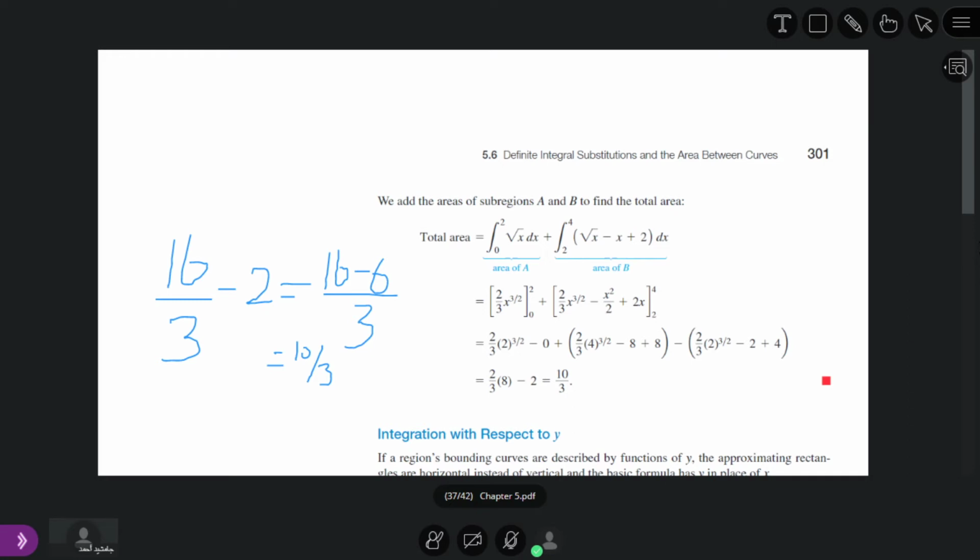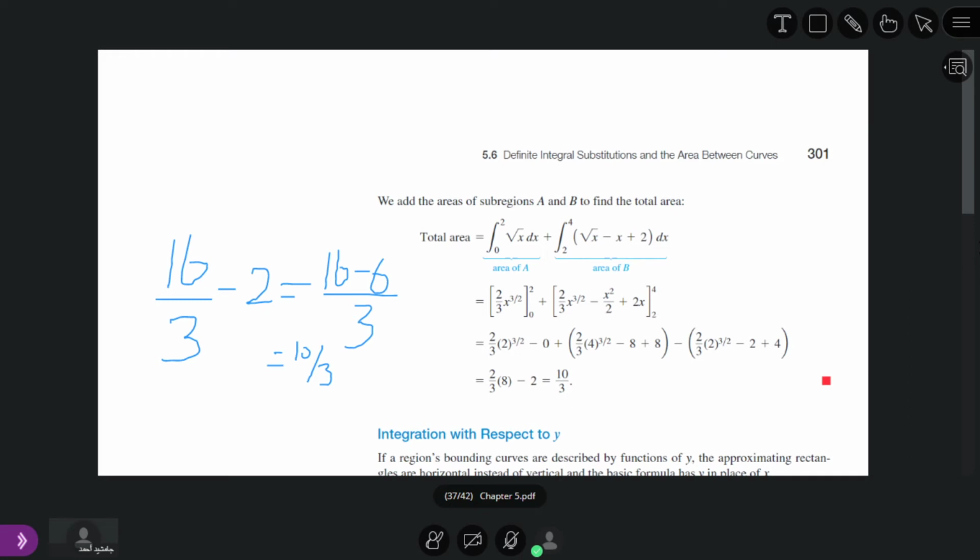Now we have integration with respect to y. If we have to find the area with respect to the x-axis or with respect to y, both will be equal. It means that in the previous question, if we find the area with respect to y, it will again be 10 by 3.